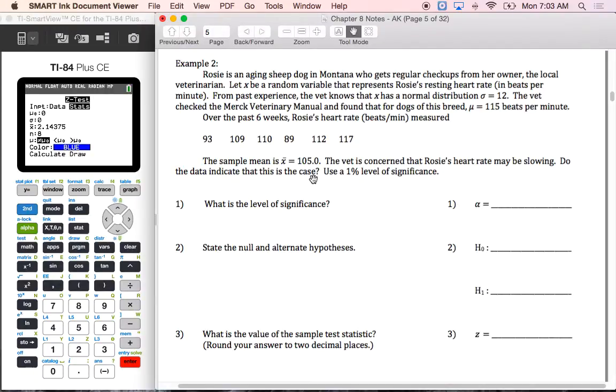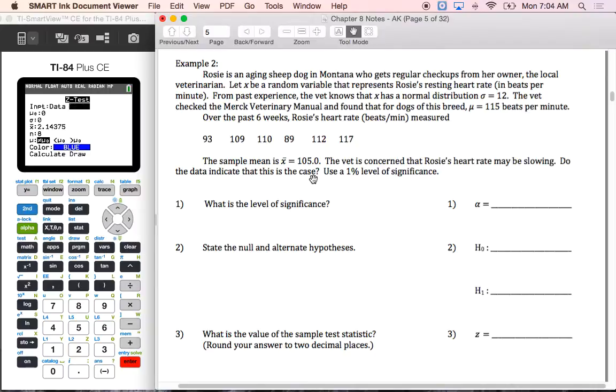Rosie is an aging sheepdog in Montana who gets regular checkups from her owner, the local veterinarian. Let X be a random variable that represents Rosie's resting heart rate in beats per minute. From past experience, the vet knows that X has a normal distribution, sigma equals 12. The vet checked the Merck veterinary manual and found that for dogs of this breed, mu equals 115 beats per minute. Over the past 6 weeks, Rosie's heart rate is measured. The sample mean X bar is 105.0. The vet is concerned that Rosie's heart rate may be slowing. Do the data indicate that this is the case? Use a 1% level of significance.